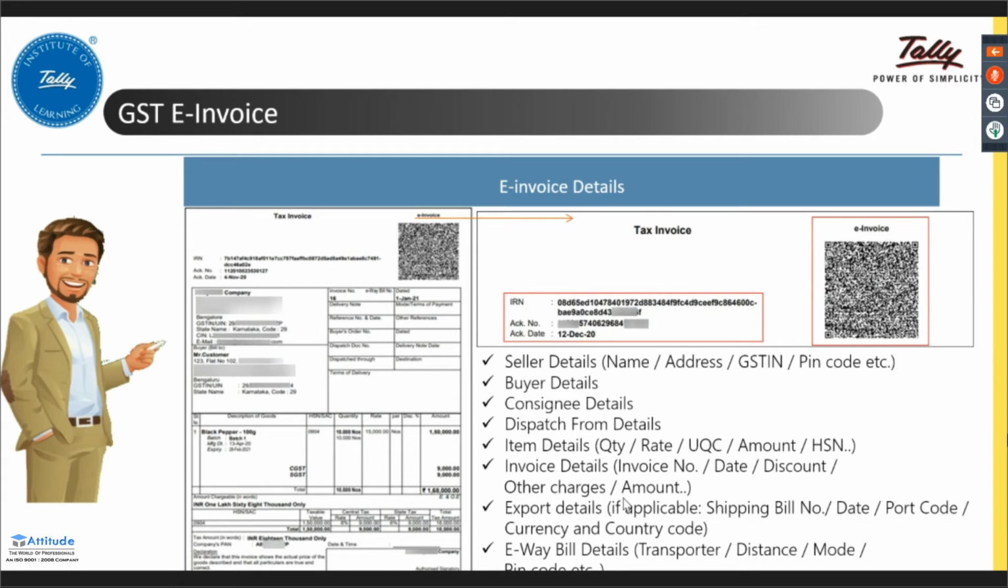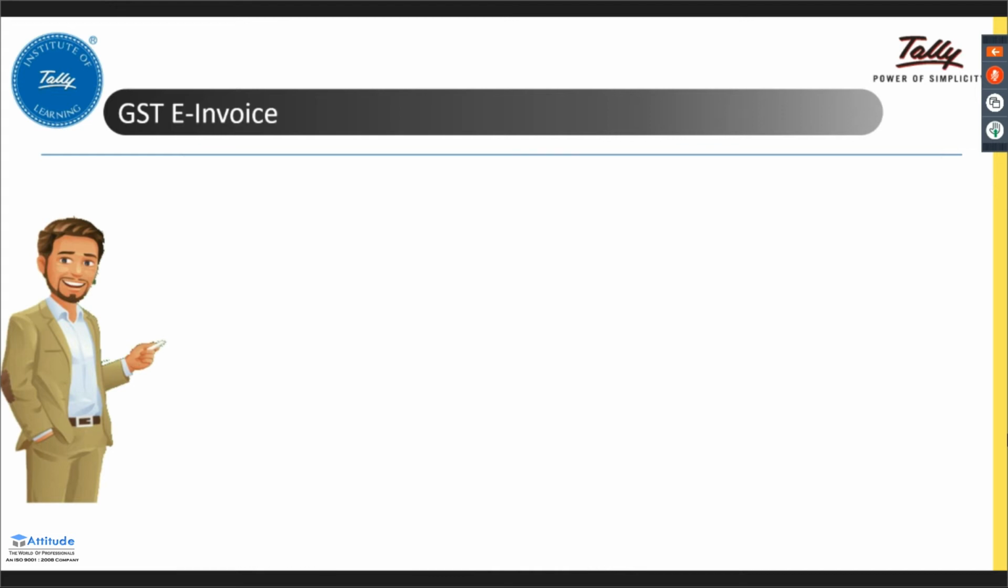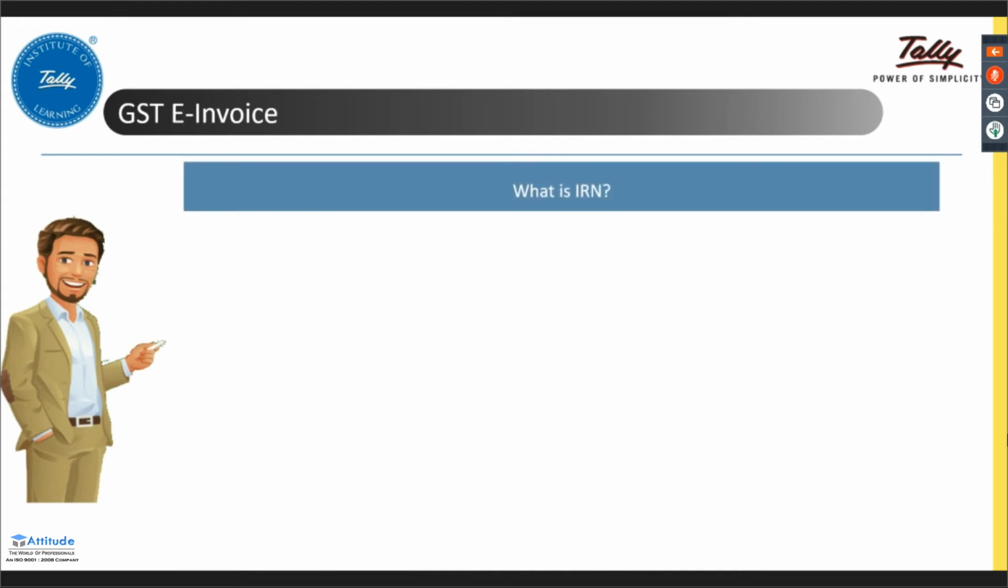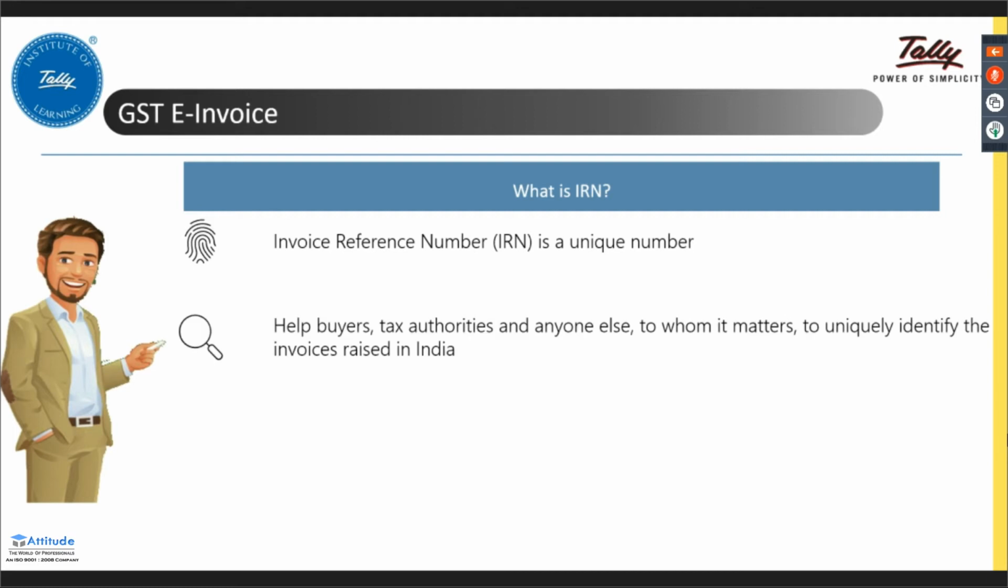So we'll generate this in TallyPrime, and I'll show you how simple it is in TallyPrime for us to generate an e-invoice. Okay, so now comes IRN. What is IRN? IRN refers to a unique invoice reference number. This unique invoice reference number will be an alphanumeric character string, which is automatically generated from the IRP, that is Invoice Registration Portal.